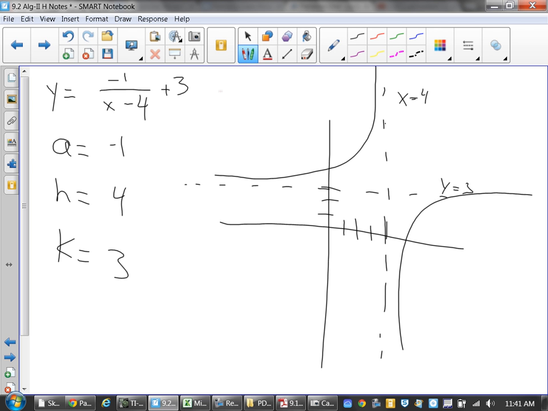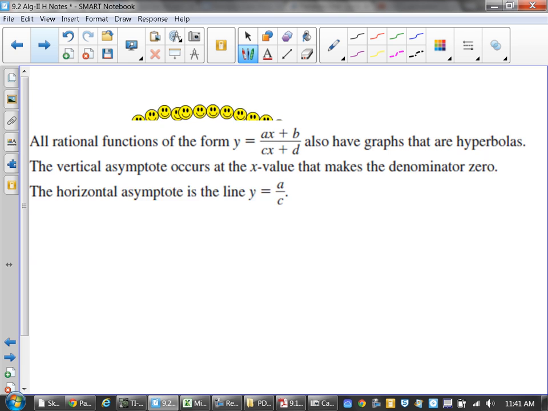So let me show you the other form then. The other form is a little bit different.